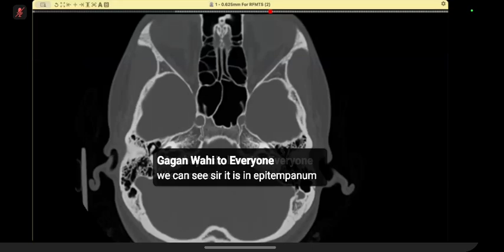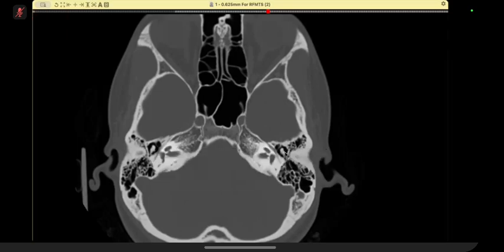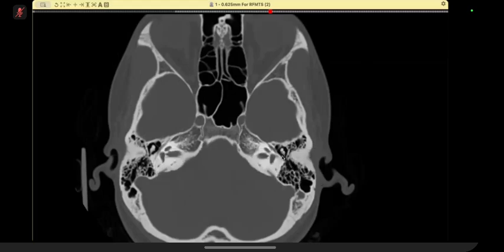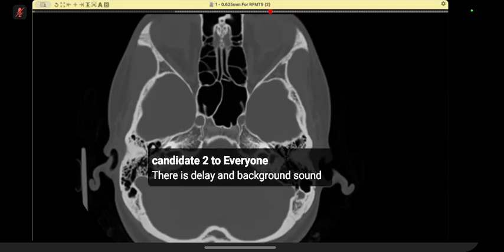These are the middle ear ossicles. You are pointing out at the malleus, left ear, middle ear ossicle, malleus. And which part of the middle ear is this? Sir, here we are lateral to the incus, in the epitympanic recess, and here is where the arrow right now is cut.